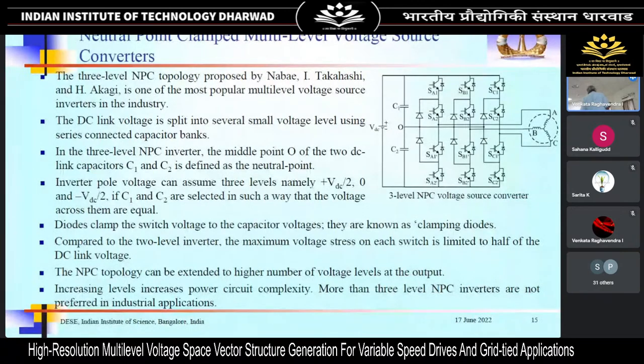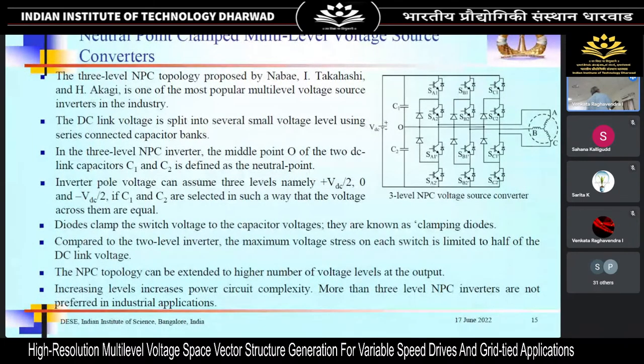But I will come to the first multi-level topology, the conduction NPC three-level inverter. This is supported by the Japanese people. This is famous, one of the most sought after topologies for medium voltage device applications. This topology is still used in the superfast Shinkansen trains in Japan.